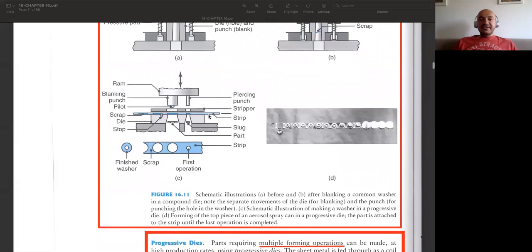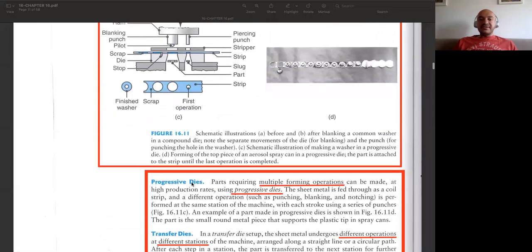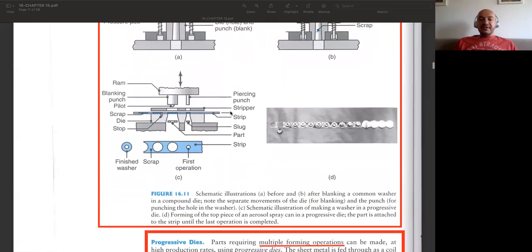So what is on here? This is called progressive, since we are feeding our strip material in this direction. At first, with the help of this small piercing punch, we open this little hole here. This is the first operation performed. And then we feed our strip to the left.